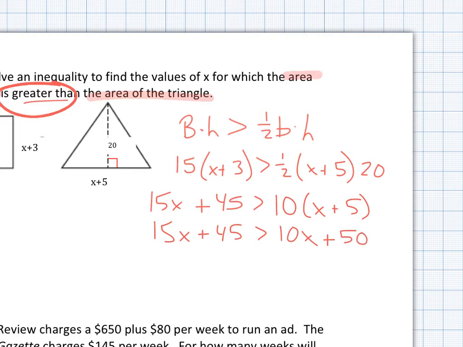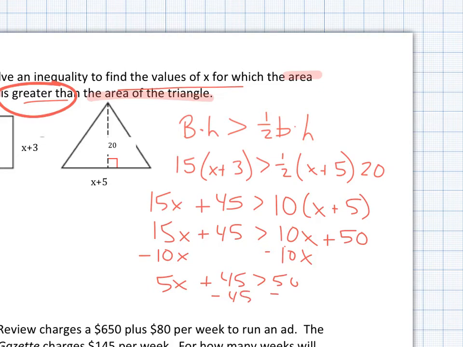Think about what we're finding here. We're finding values of x that make the area of the rectangle greater than the area of the triangle. So I'm going to start getting my x's together now that I've simplified everything. I'll do minus 10x here, because there's more x's on the left side. So I have 5x plus 45 is greater than 50.